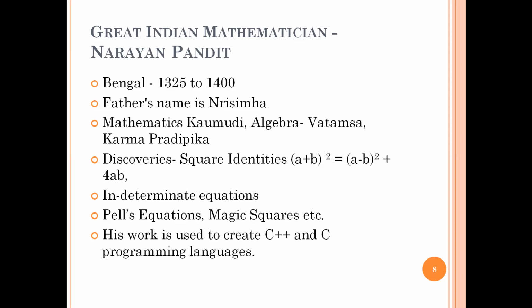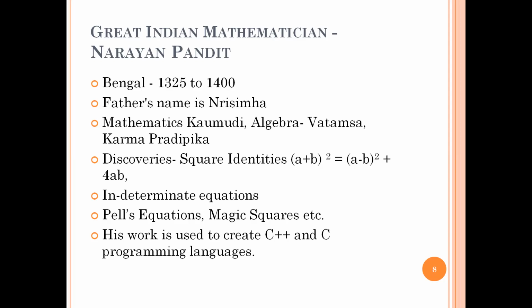But before that, today I am interested in telling the story of one of the great Indian mathematicians, and one should be aware of his history. His name is Narayan Pandit. He was born in Bengal, 1325 to 1400, so it is more than 600 years ago. His father's name was Narasimha.